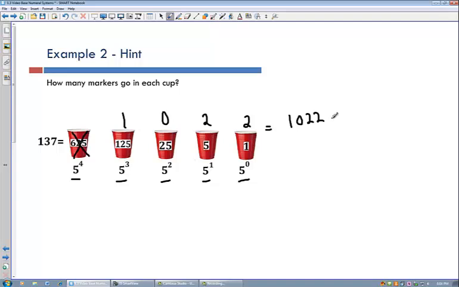Now this is not base 10. It's base 5. So I'll write a 5 down here, so everybody knows that's base 5. So you have 2 1s, 2 5s, no 25s, and 1 5 cubed, which is 125. And if you add those up, you get 137 things. And so that's how we write 137 in base 5.